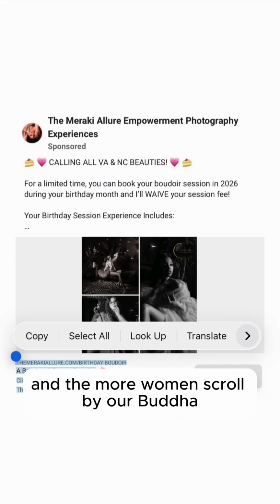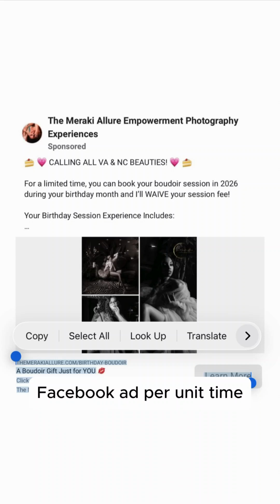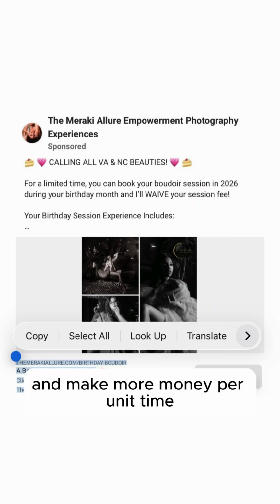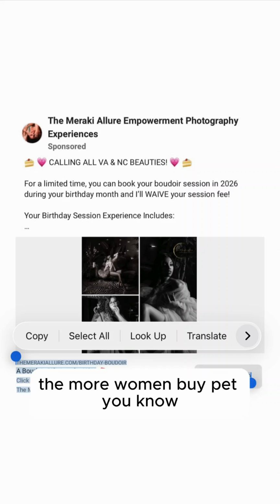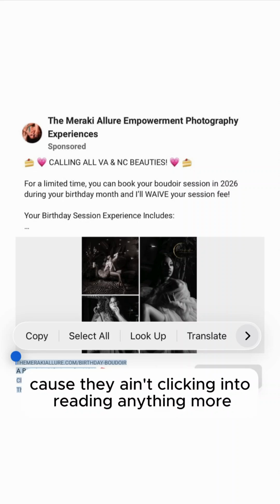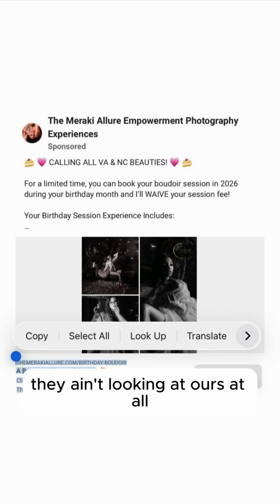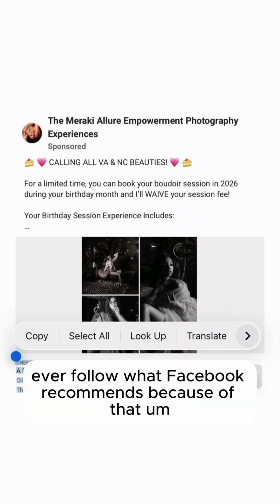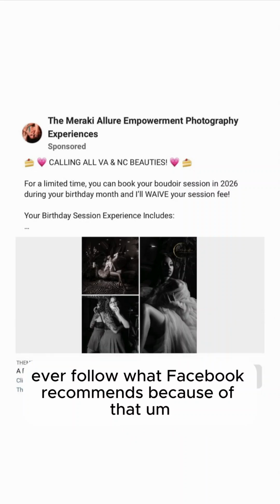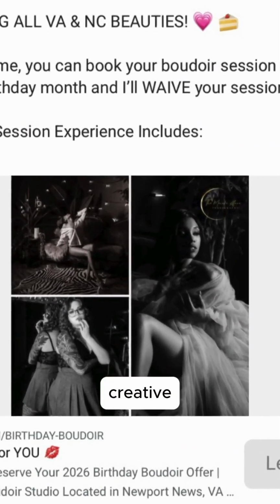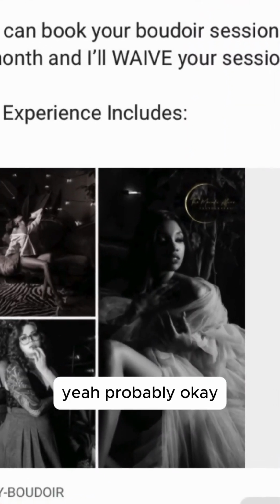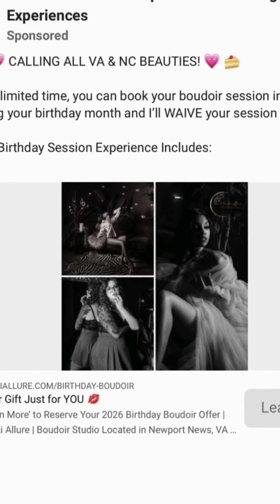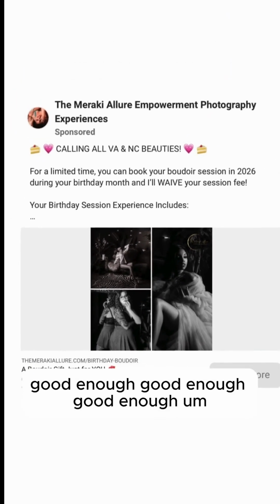And more women scrolling by our Boudoir Facebook ad per unit time means Meta can serve more ads per unit time and make more money per unit time. The more women just scroll by our ad because they aren't clicking into reading anything more, they aren't looking at ours at all. So we never ever follow what Facebook recommends because of that. Creative, yeah, probably okay. I mean, we got a little bit up here. Nah. Creative, yeah, good enough.